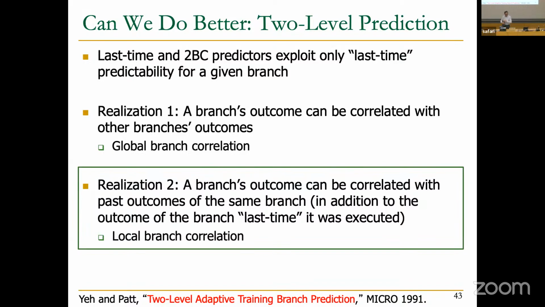Okay, now we're going to move to the second realization, but I should say that global branch correlation has been explored a lot. I will give you a teaser also. I like the idea of agree prediction. Maybe you don't know what that is. It is in the backup slides.